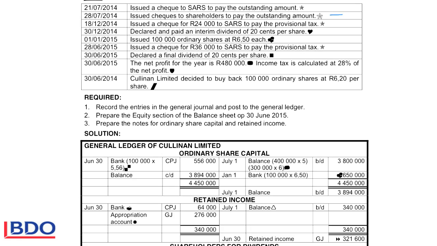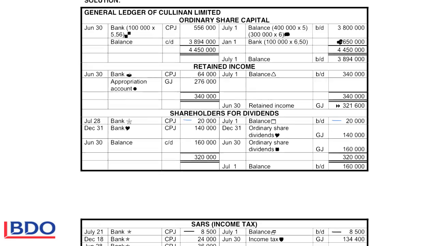If we look at our ordinary share capital account, the shares that we had in issue on the 31st of December was the 400,000 and the 300,000 that was issued in previous years. So the total number of shares issued on the date that the interim dividend is declared is 700,000 shares. And they declare a dividend of 20 cents per share.